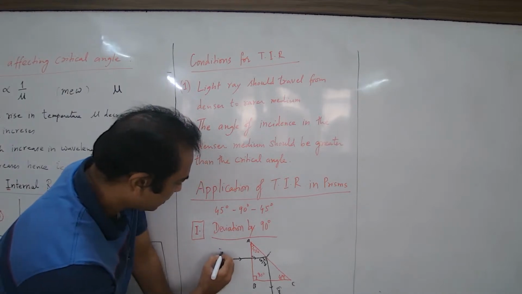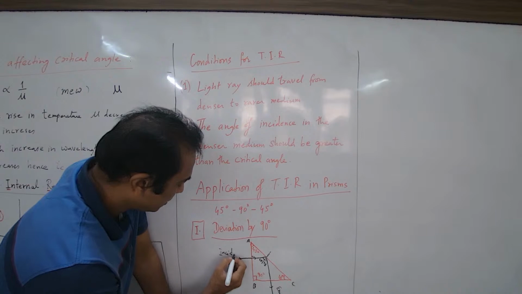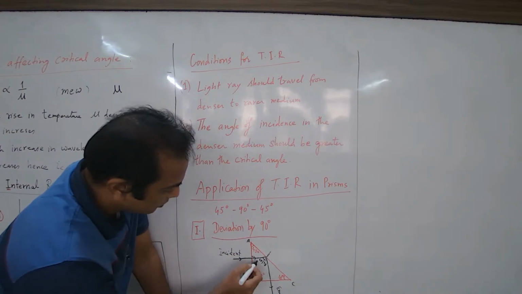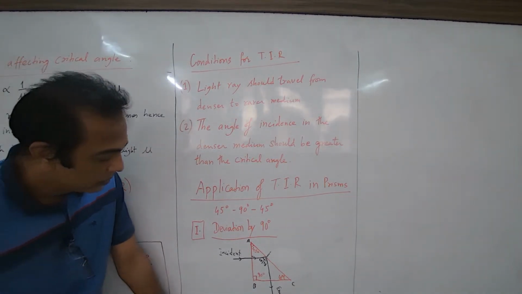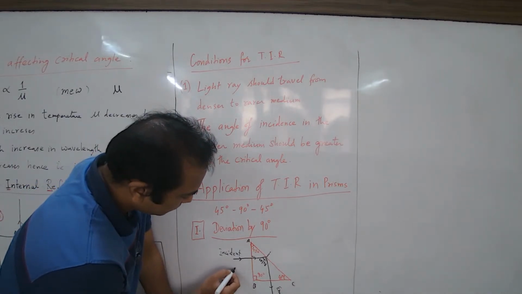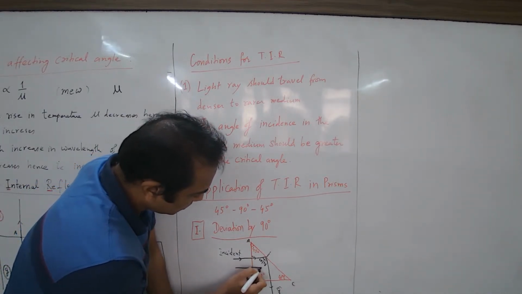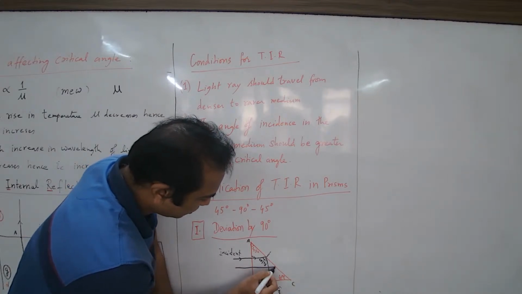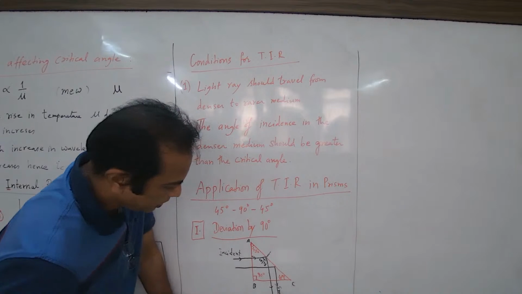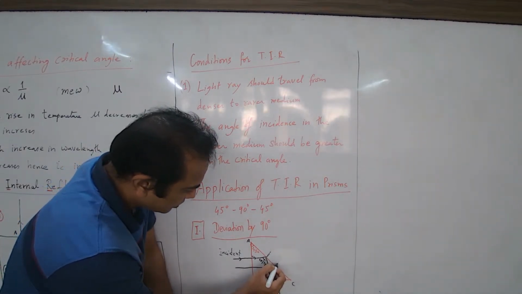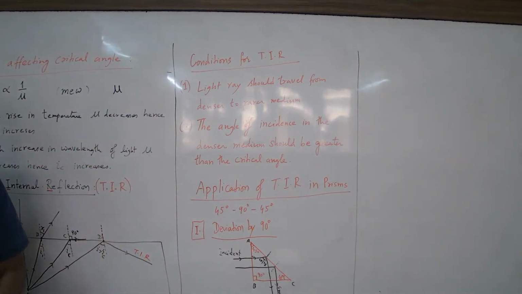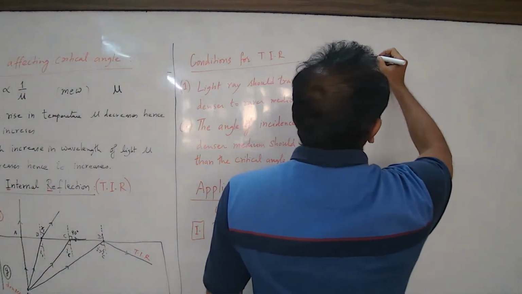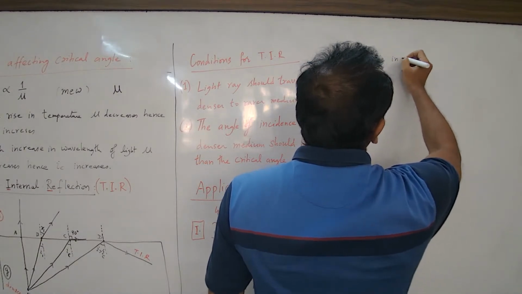This is your incident ray. What is the angle between incident and emergent? 90 degrees. So this is deviation by 90 degrees. Likewise, if you take one more ray, it is the same, so you will actually get an output like this. Same thing. So where do you use this feature? Where is it used? Periscope. Use in periscope.